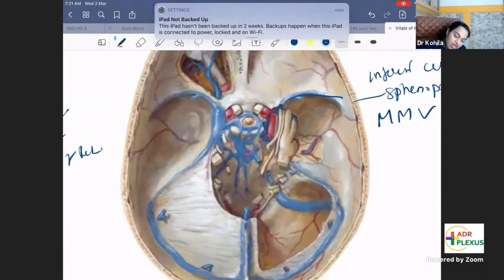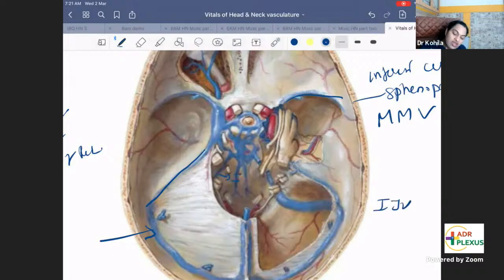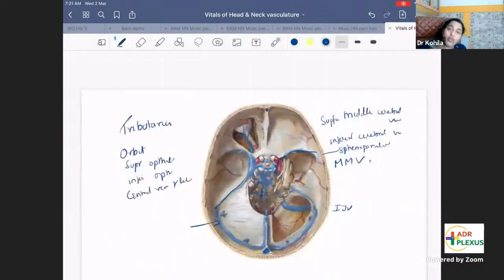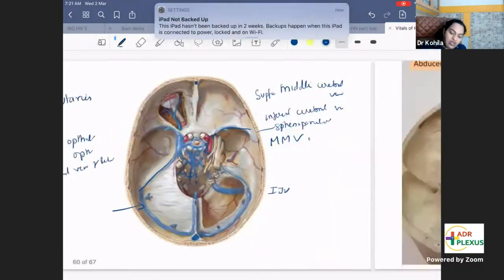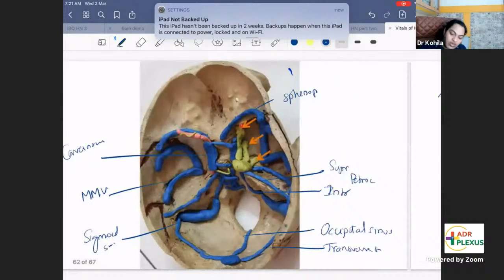Communication: it communicates with the transverse sinus via the superior petrosal sinus. It communicates with internal jugular vein via the inferior petrosal sinus. It communicates with the facial vein via the pterygoid venous plexus. So route of infection, you'll be knowing.